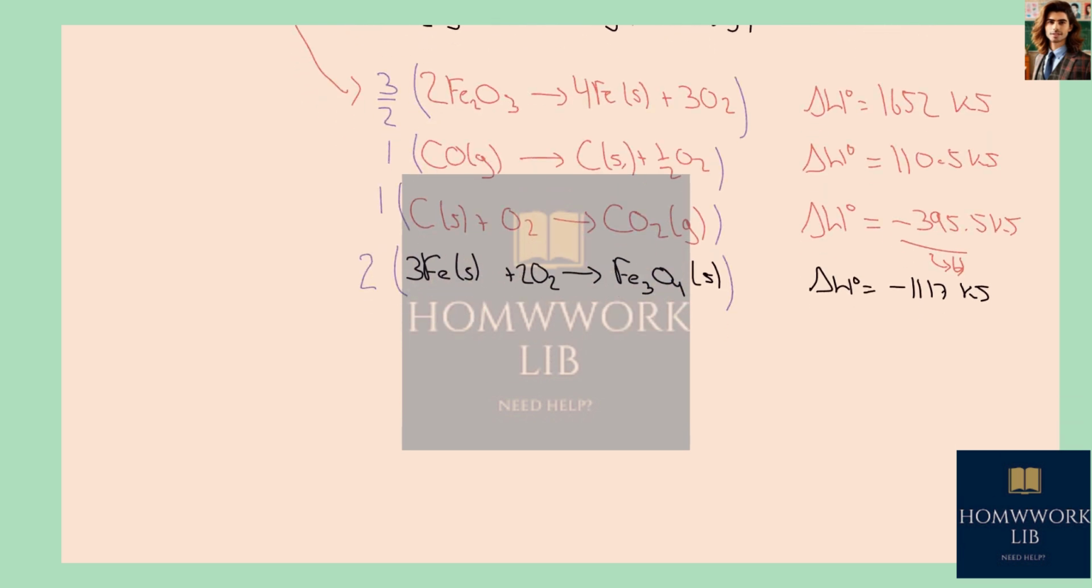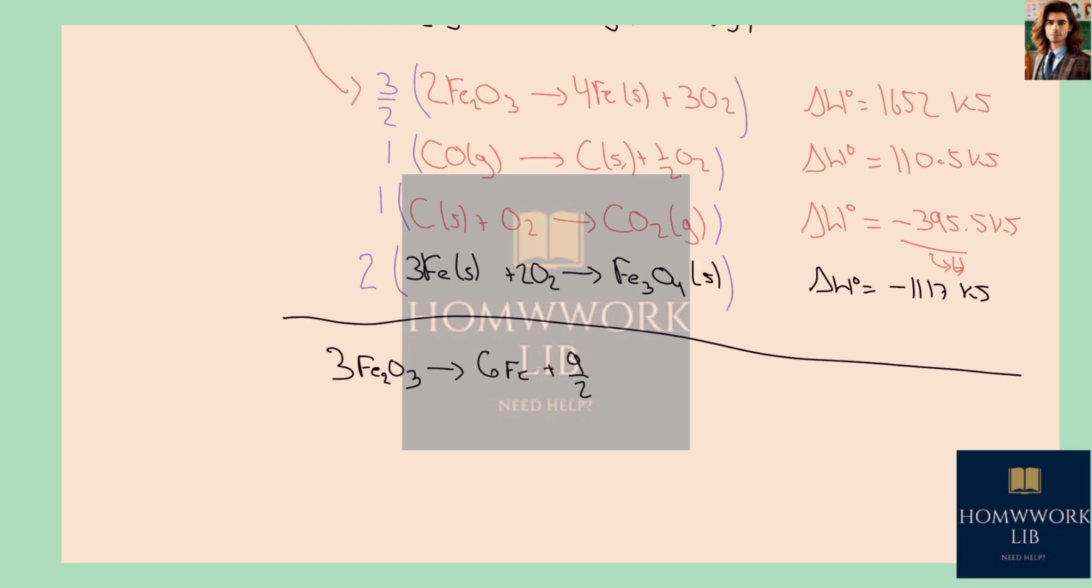After I have done that, to be extra thorough, you could go ahead from here and just do the calculations, but just for the sake of being as clear as possible, the new reactions are going to be 3 Fe2O3 producing 6 Fe plus 9 halves of O2, corresponding with a delta H naught of 2,478 kilojoules. Remember, you need to multiply it by the same number.